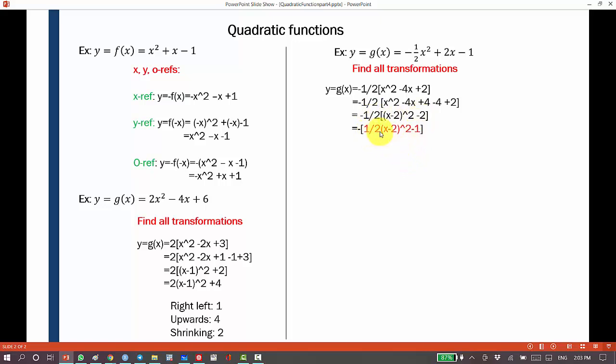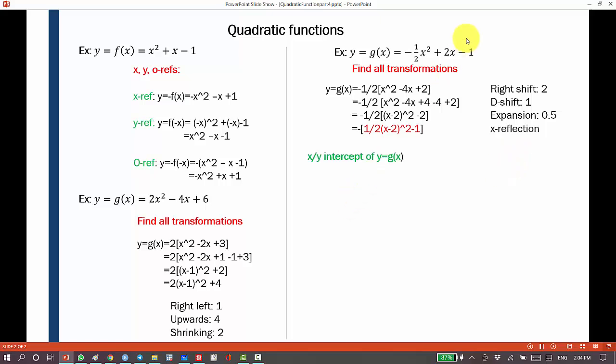Therefore, what we have inside is a right shift by 2 units, downwards shift by 1 unit, expansion by 0.5 units, and because of this minus outside, we have also an x reflection.